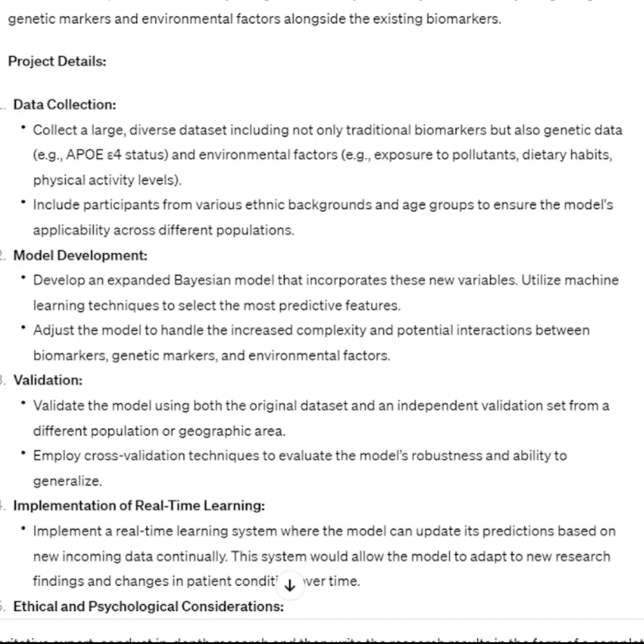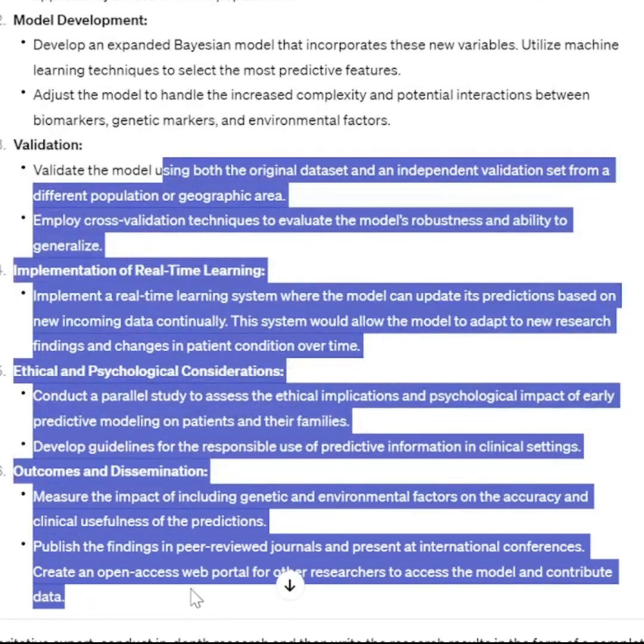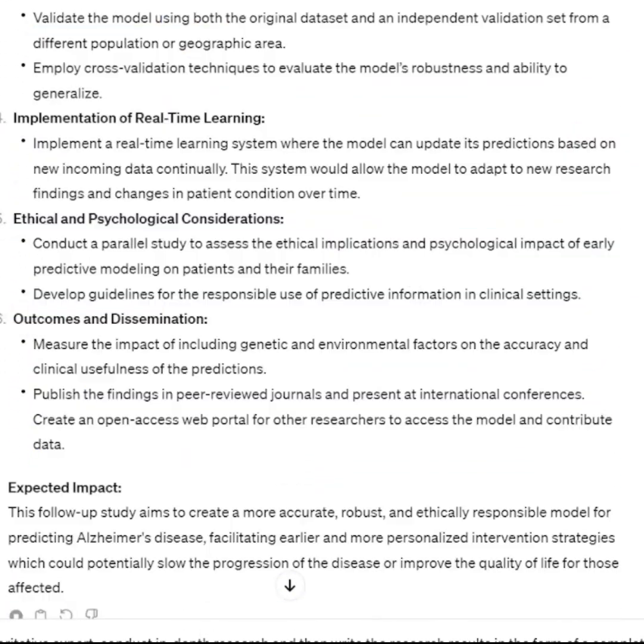2. Model development. Develop an expanded Bayesian model that incorporates these new variables. Utilize machine learning techniques to select the most predictive features. Adjust the model to handle the increased complexity and potential interactions between biomarkers, genetic markers, and environmental factors. 3. Validation. Validate the model using both the original dataset and an independent validation set from a different population or geographic area. Employ cross-validation techniques to evaluate the model's robustness and ability to generalize.